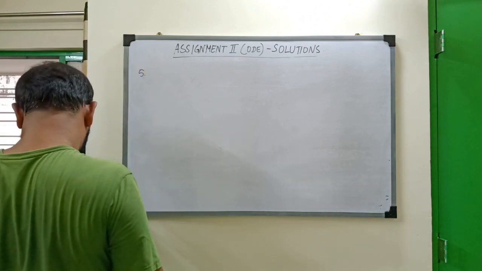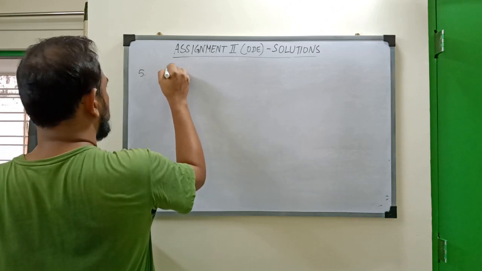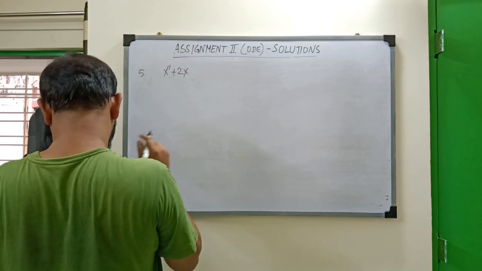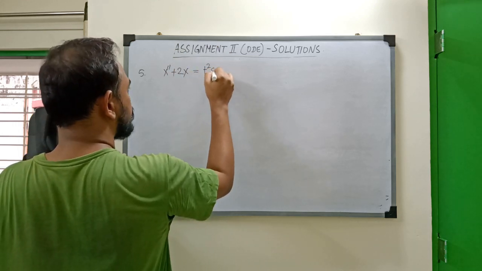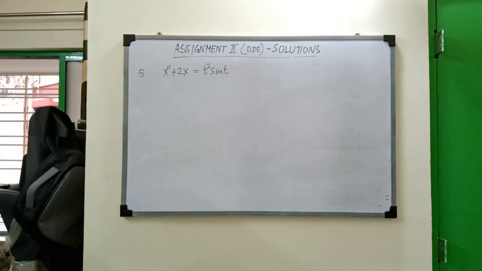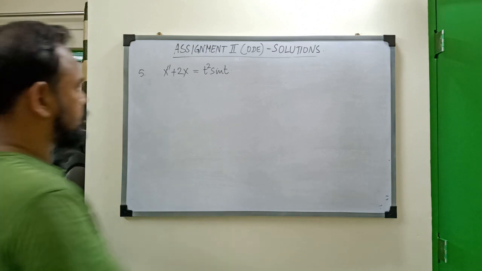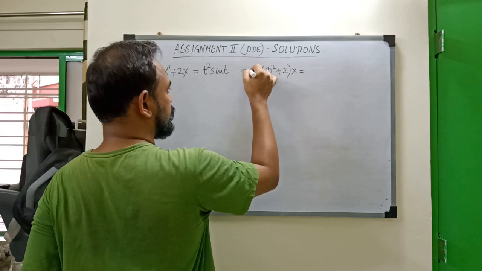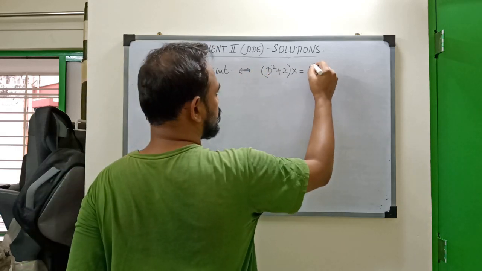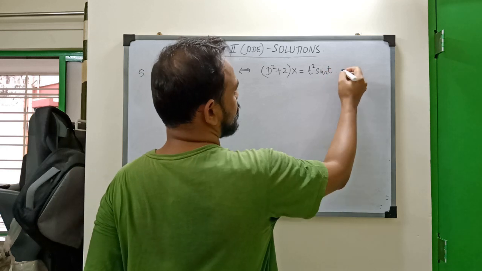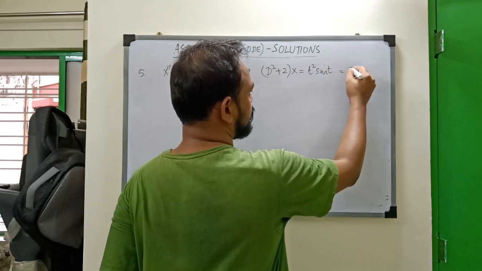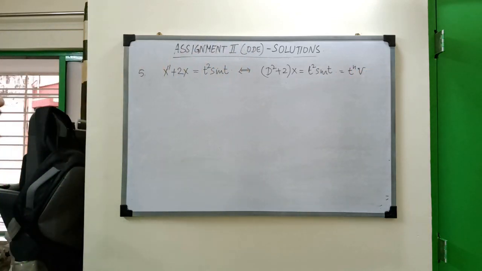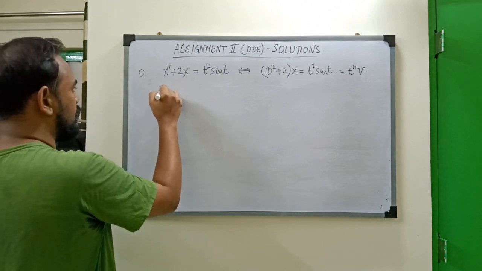The last problem is to find the solution of x double prime plus 2x equals t square sine t. Just solve this problem. Well, this is just d square plus 2 on x, written in the operator form, equals t square sine t. And that's the t to the n v form, with n being 2 and v being sine t. And we've just found out what the particular solution is.